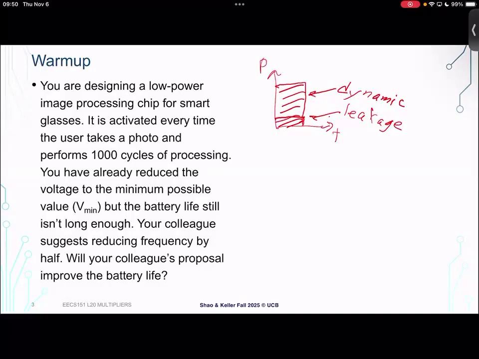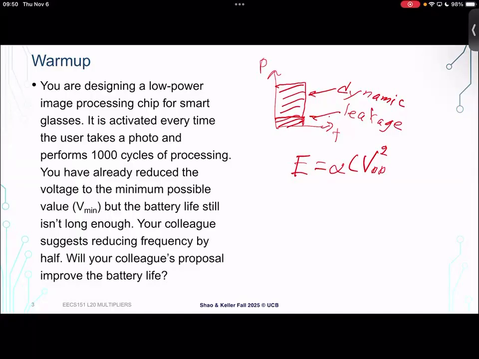So can someone remind me what the dynamic energy equation that we gave last time was? Yeah, there was an alpha in there. What else? C V_DD squared. There's no frequency component to energy, right? Energy is independent of frequency because it just has to do with how many times you toggle the transistors, right?